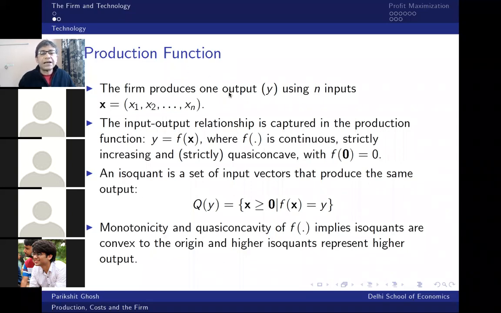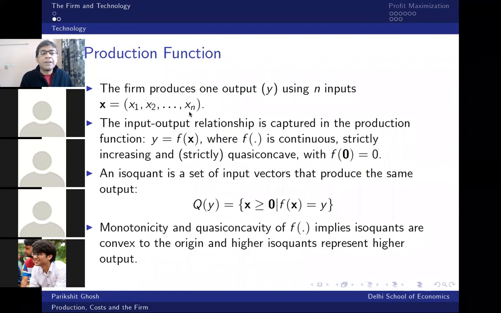So the model says that, let's look at a firm. The firm produces, let's say, one output. The analysis can be extended to multi-product firms very easily. But let's assume one output measured by Y. And the firm can produce it using n different inputs like labor, capital, energy, raw materials, and so on. So this is the vector of inputs, right?